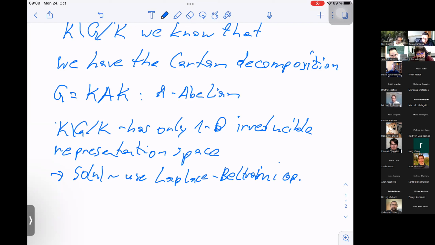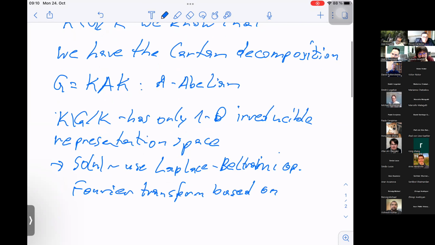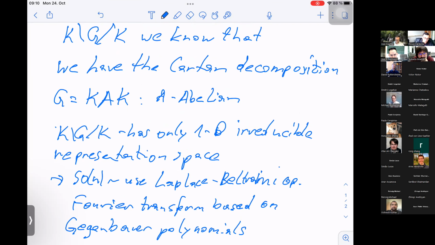So if you take the eigenfunctions of the Laplace-Beltrami operator, that's usually what you get. So for instance, if you do that one, then you get a Fourier transform based on, for the SO(N), you factor out the lower dimensional ones. So you have something which only depends on a parameter, and that's where you get the Gegenbauer polynomials. So the Fourier transform based on Gegenbauer polynomials comes if you do that kind of thing on the sphere, or SO(N).